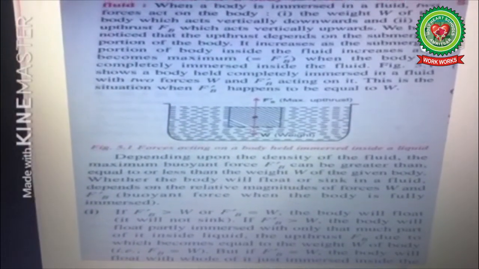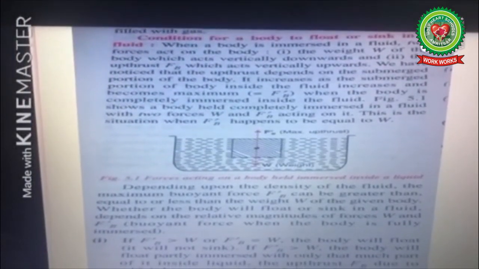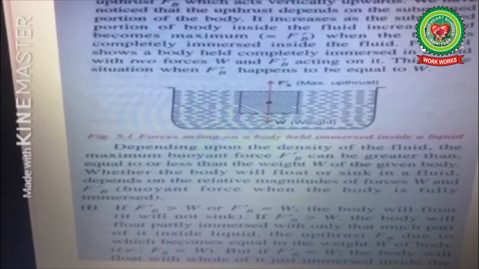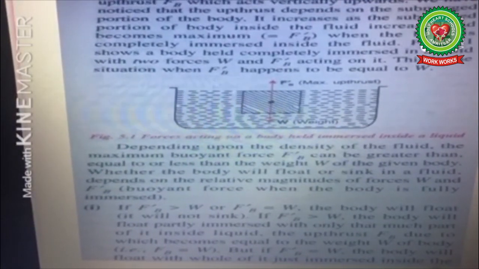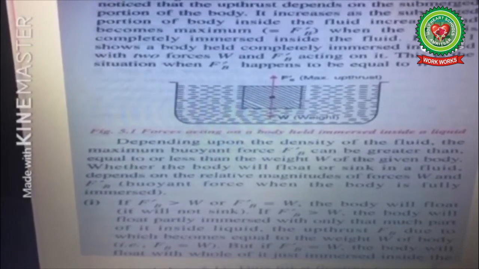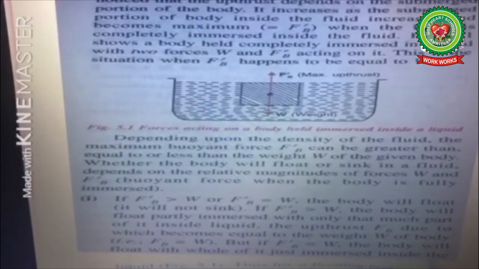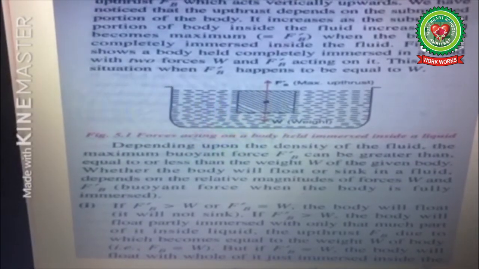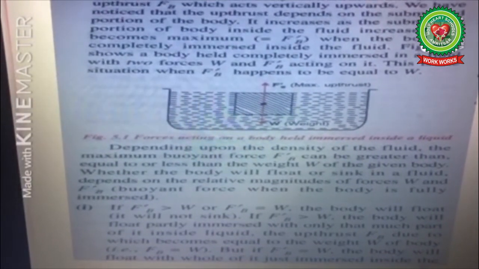Now, we will discuss the conditions for a body to float or sink in a fluid. This is the diagram of a body in a liquid. W is the weight of the body acting vertically downward, and F-B is the maximum upthrust acting upward. In this case, we can say that there are two forces which act on a body when it is submerged in a liquid. The first force is the weight of the body acting vertically downward, and the second force is the upthrust exerted by the liquid on the body.